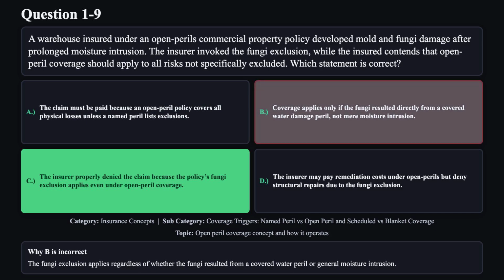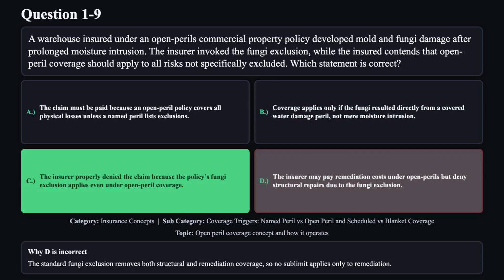Reason B is not correct. The fungi exclusion applies regardless of whether the fungi resulted from a covered water peril or general moisture intrusion. Reason D is not correct. The standard fungi exclusion removes both structural and remediation coverage, so no sublimit applies only to remediation.